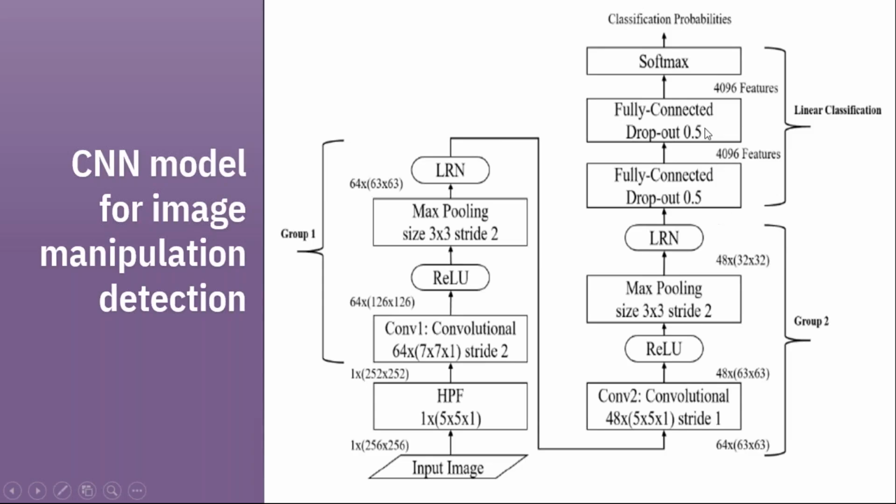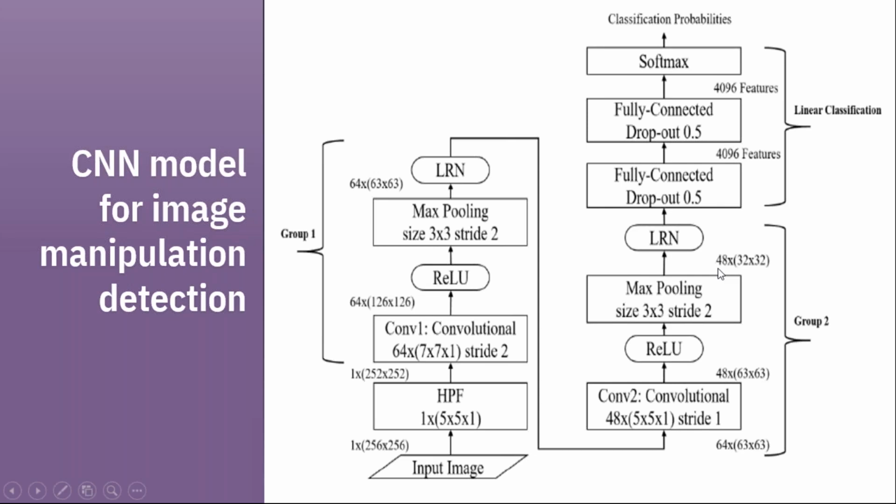Okay, so we have two fully connected dropout layers. In each of the dropout layers, we have 4096 features, and we have applied a dropout of 0.5 to each layer to solve the problem of overfitting. So only 2048 of each of the 4096 neurons will be used for learning.